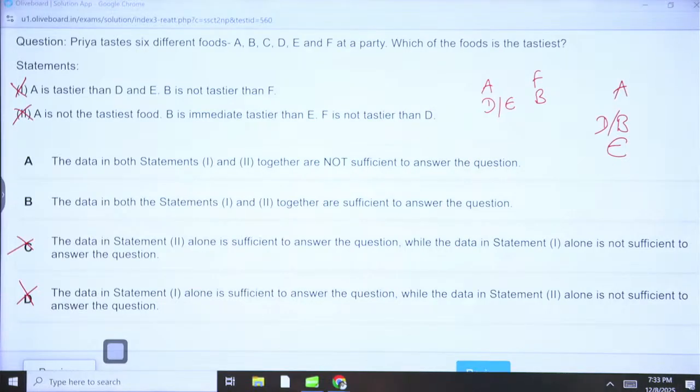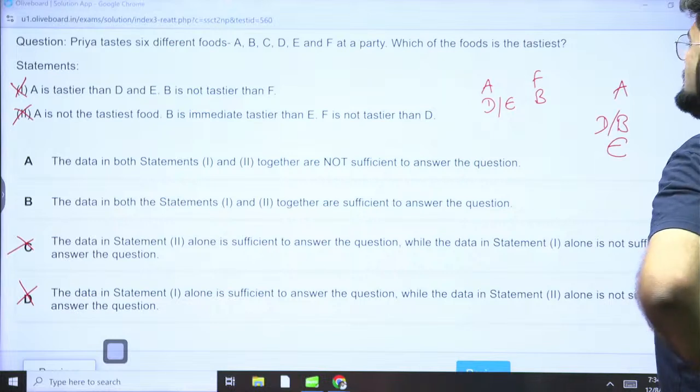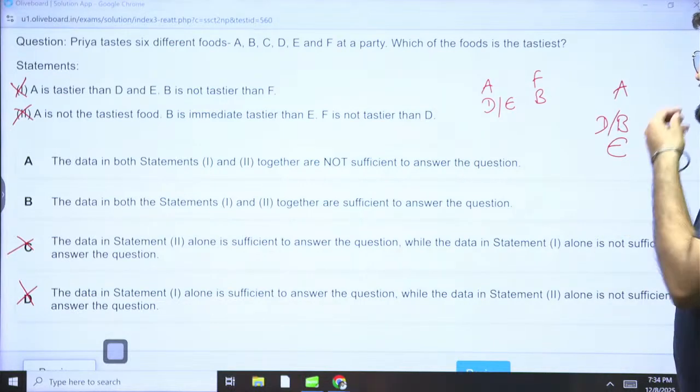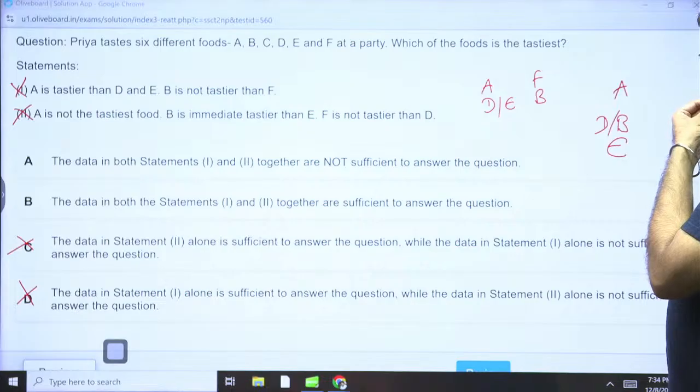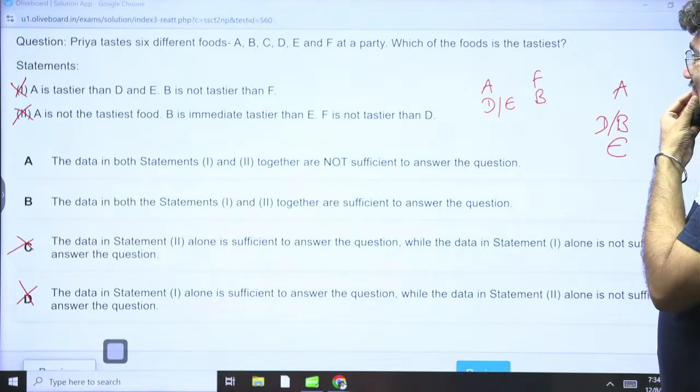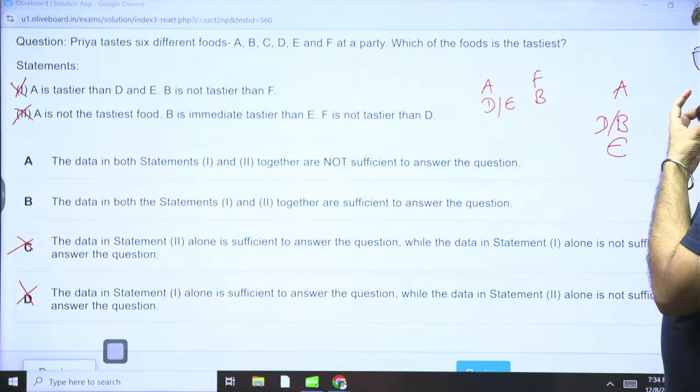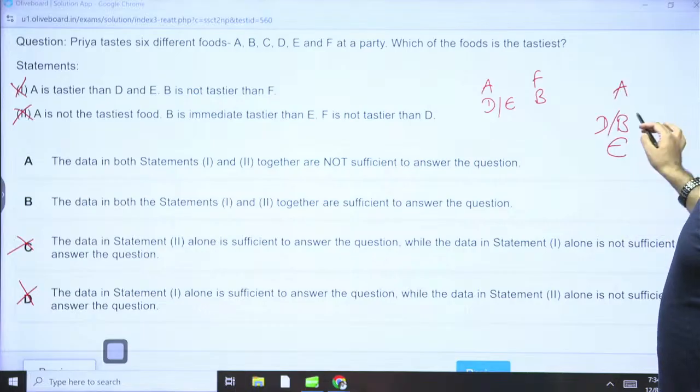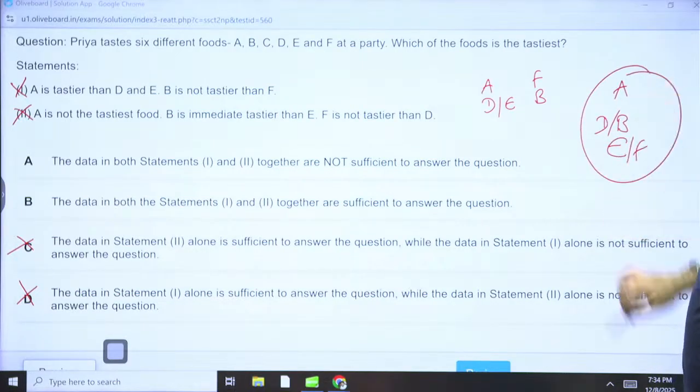A is not the tastiest food. B is immediately tastier than E. And A is also tastier than E. So A is definitely above B. A is above D also. Okay. No, but D can be below E also. And F is not tastier than D. See, either which ways, whatever it is, I think A is coming out to be the tastiest.